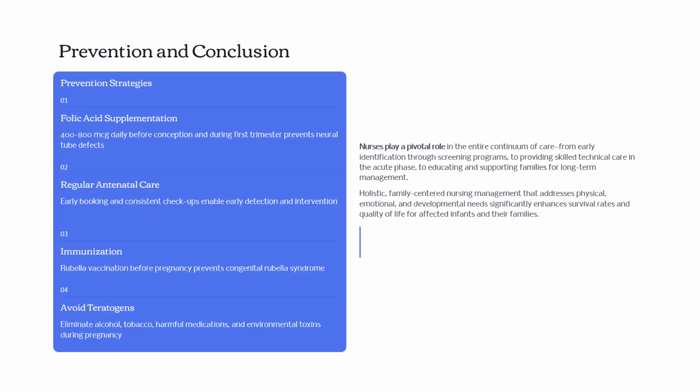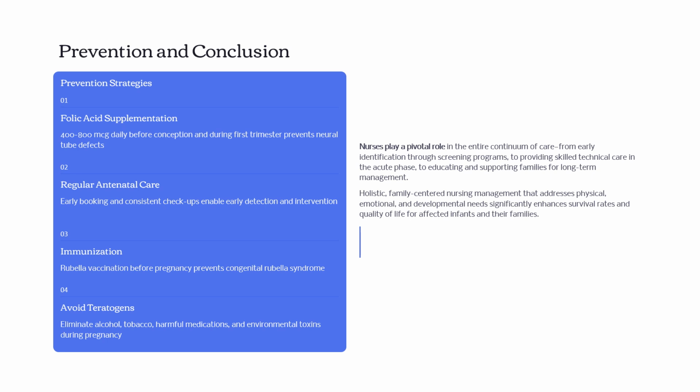Then this is about prevention. Preventive strategies mean that first of all we need to concentrate on folic acid supplementation. During the antenatal period, it has to be administered at 400 to 800 micrograms daily before conception, and during the first trimester also, to prevent neural tube defects. Regular antenatal care should be provided, early booking should be done, and consistent checkups should be arranged. Then we can detect any congenital anomalies during the early period.